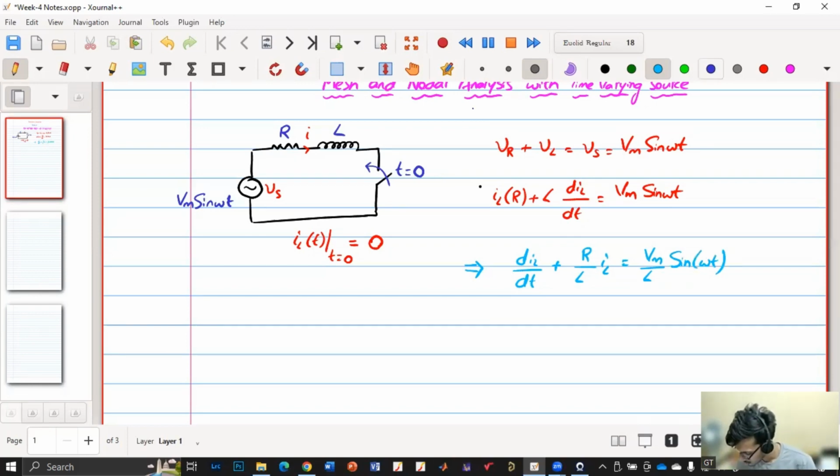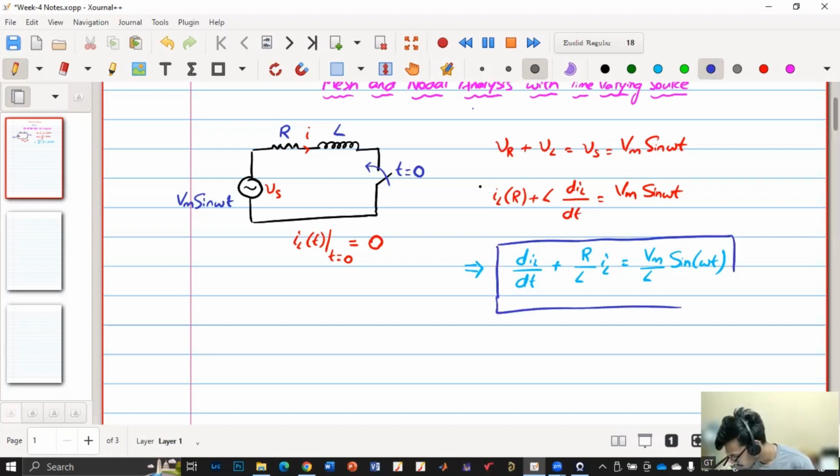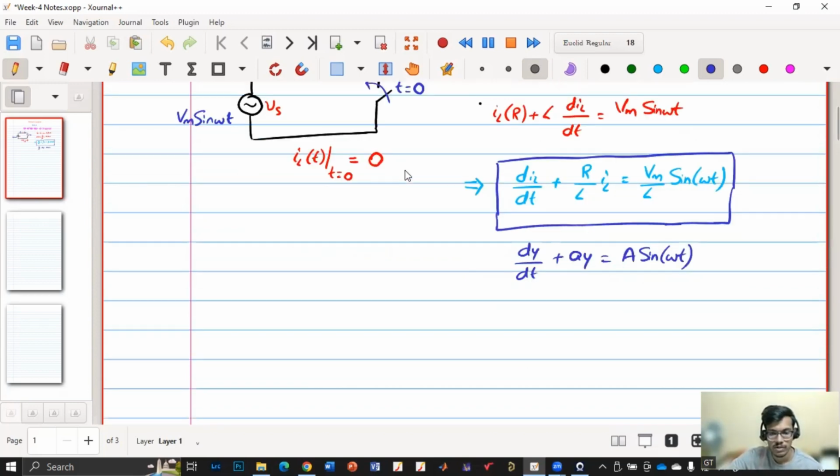So now we got this equation. From here, how do we solve this? It is in this format: dy by dt plus some constant a times y equals A sine omega t. How to solve this? We have discussed it in the previous week. So how to proceed? Any ideas? Any suggestions? First of all, how many solutions does y have?